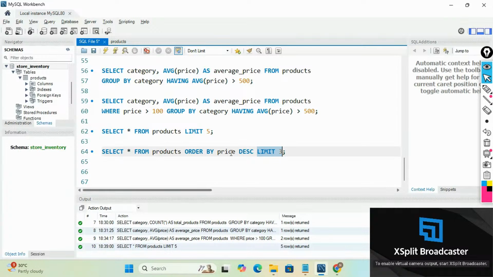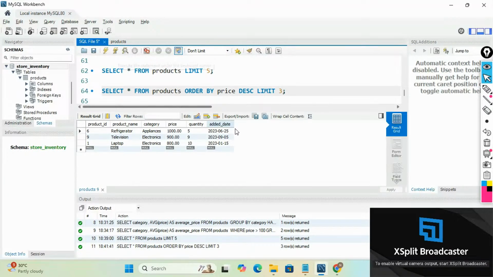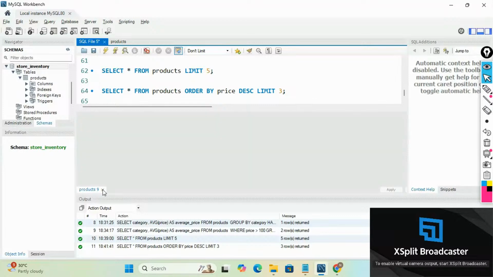This particular order by clause will sort the data in descending order based on price column. So you'll get the product which is high in value to the low in value. Will I get all the 10 products? No, only the top 3. So let us see what are the top 3 products with respect to price. Only these: refrigerator, television, laptop. Don't assume these are the real prices, some dummy prices. Right, understood.